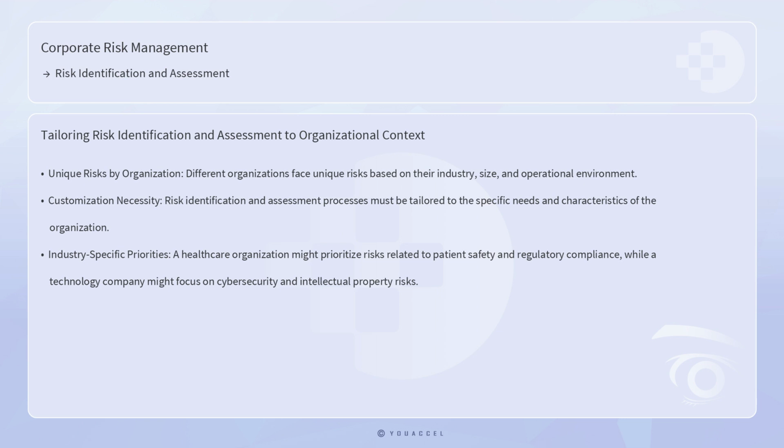The effectiveness of risk identification and assessment is also influenced by the organizational context. Different organizations face unique risks based on their industry, size, and operational environment. Therefore, risk identification and assessment processes must be tailored to the specific needs and characteristics of the organization. For instance, a healthcare organization might prioritize risks related to patient safety and regulatory compliance, while a technology company might focus on cybersecurity and intellectual property risks. Customizing risk management processes ensures that they are relevant and effective in addressing the organization's specific risk landscape.